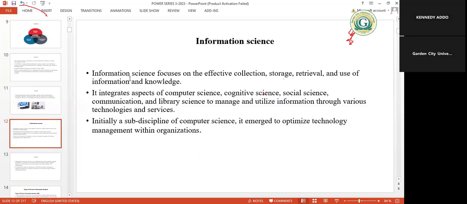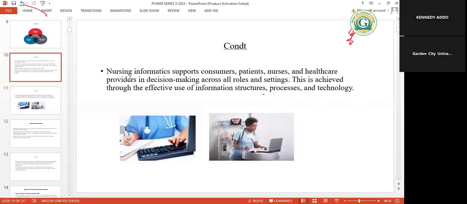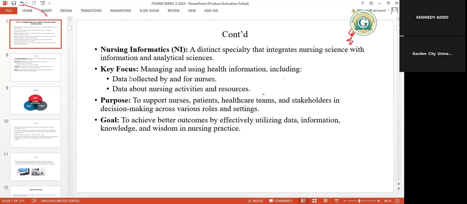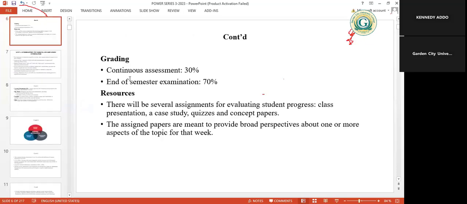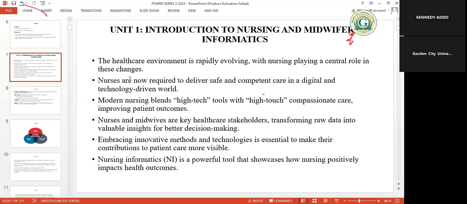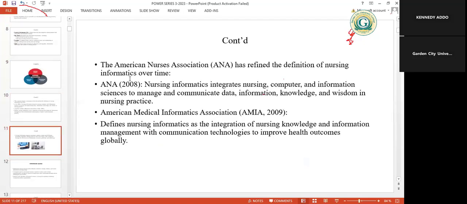Now, before we go to information science, let me pause here to see whether somebody has a question or any contribution to bring on board for us to look at before I proceed to information science proper.